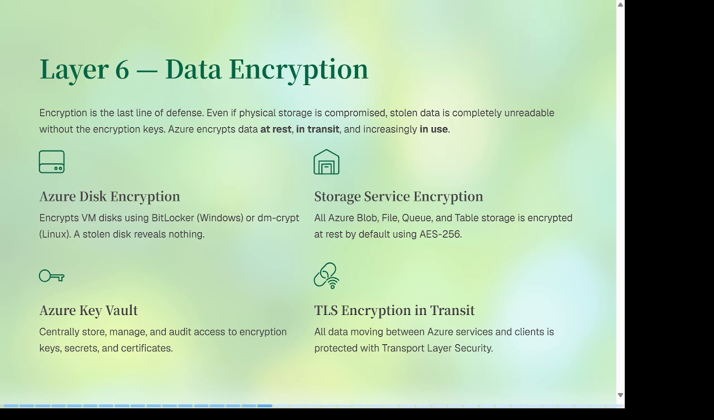Storage service encryption. Now let's move to Azure Storage. All data stored in Azure services is automatically encrypted at rest using AES-256 encryption, including blob storage, file storage, queue storage, and table storage. This encryption is enabled by default, no extra configuration required. So your data is protected automatically.